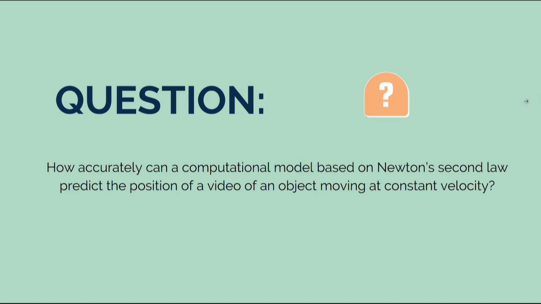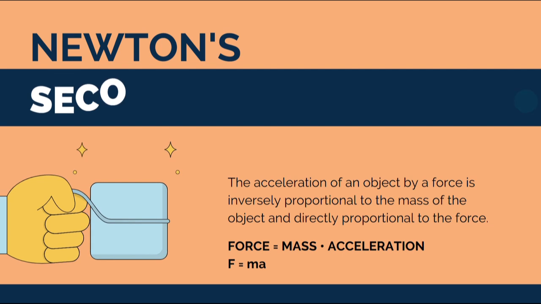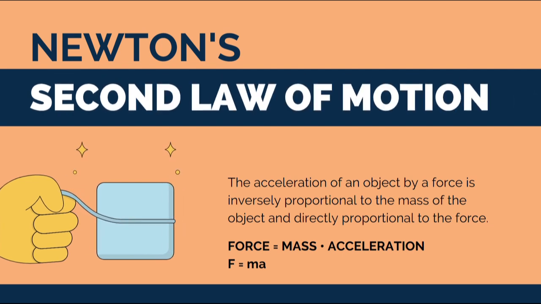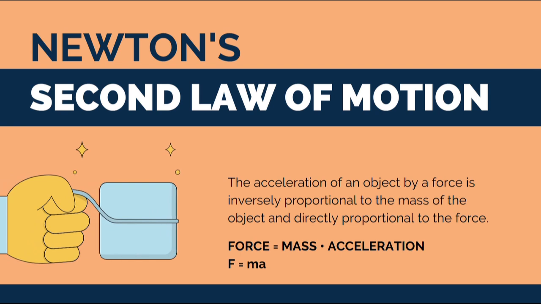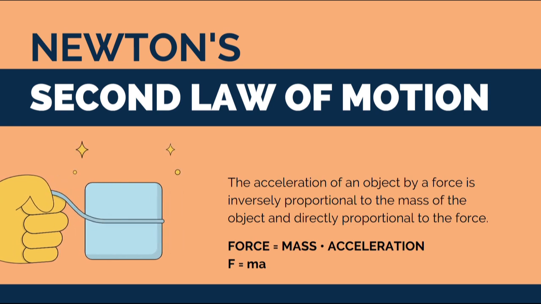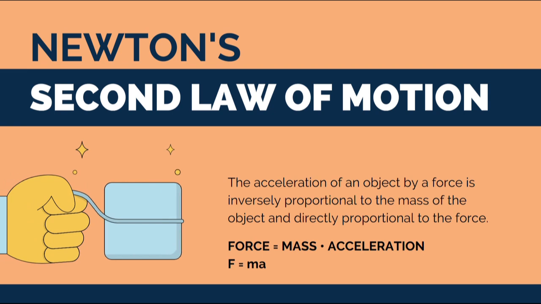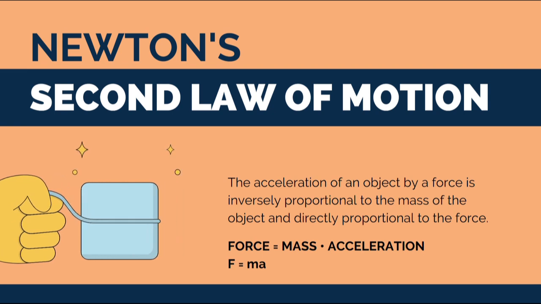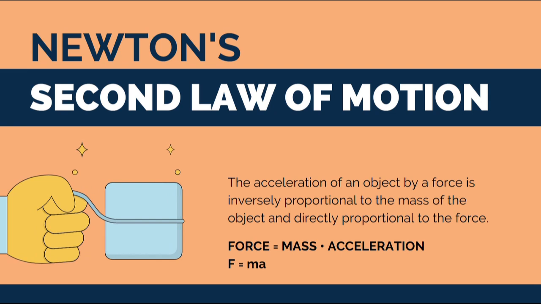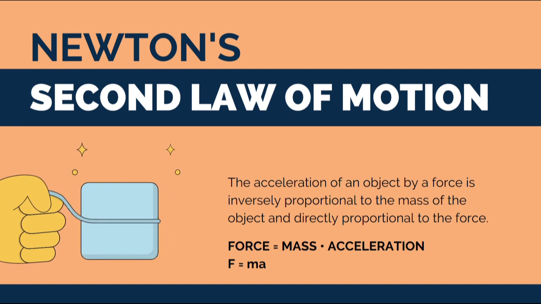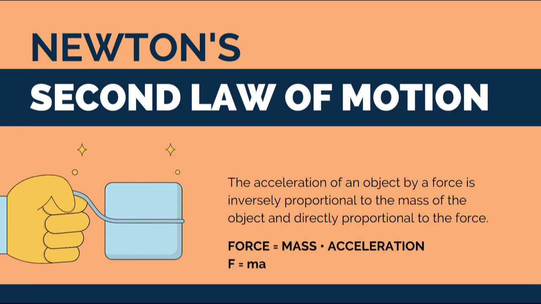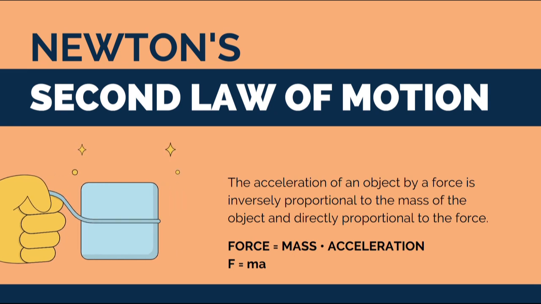The purpose of this lab is to investigate how accurately a computational model based on Newton's second law can predict the position of an object moving at a constant velocity. Newton's second law is a fundamental principle in this lab, which states that an object will speed up, slow down, or change direction when a force is applied to it, and how much it changes depends on its mass. Using this formula for constant velocity, there is no acceleration, so the net force is equal to 0.